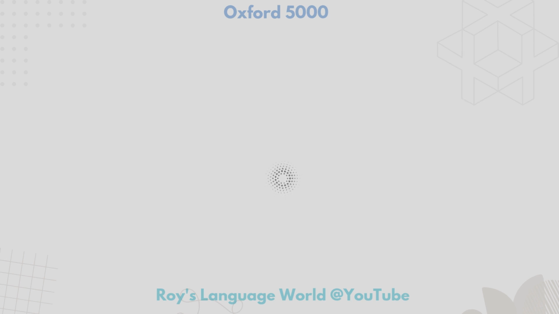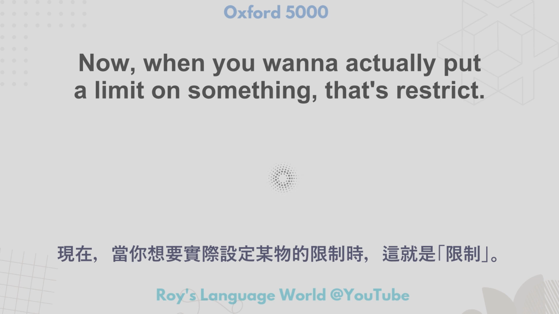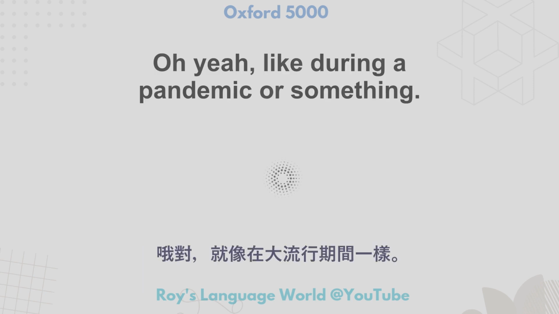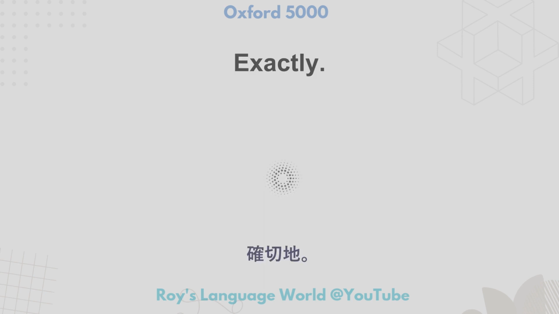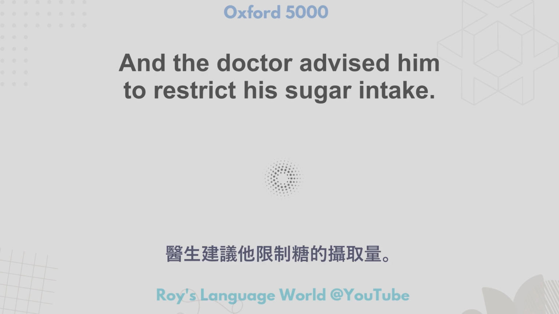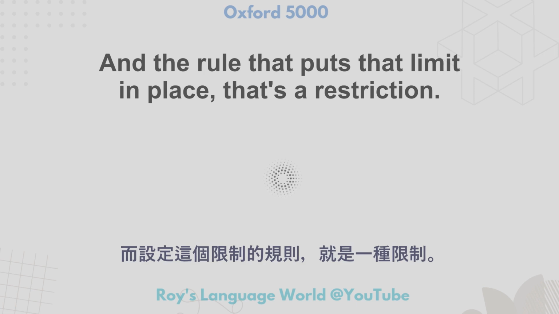That's so true. Now, when you want to actually put a limit on something, that's restrict. Right, you're setting boundaries. The government decided to restrict travel to certain areas. Oh, yeah, like during a pandemic or something? Exactly. Or access to the building is restricted after 6 p.m. And the doctor advised him to restrict his sugar intake. All good examples. And the rule that puts that limit in place, that's a restriction.